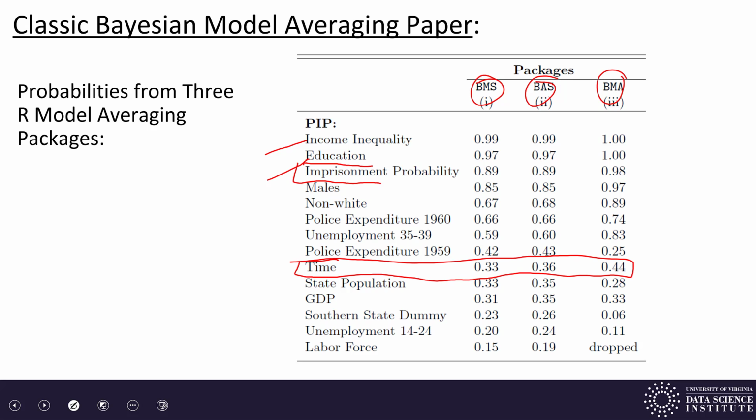Here we go down the list to time, and we see the probability that it should be included is in the 0.33 to 0.44 range, depending on which package you've used. So this is giving us a more robust picture of which variables should be included in our linear regression.